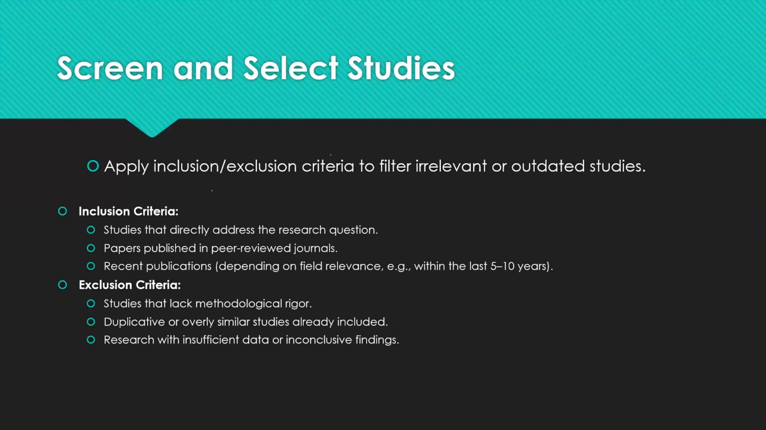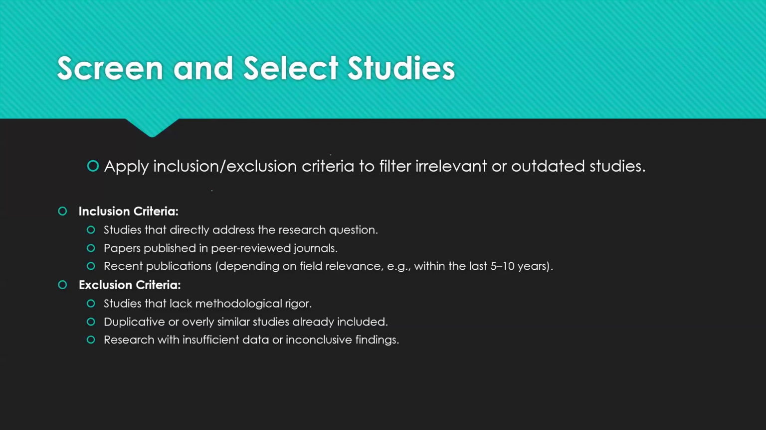The third one talks about screening and selecting studies, which focuses on two important things. One is inclusion criteria, and another one is exclusion criteria. In the inclusion criteria, there are the characteristics that studies must meet to be included in your literature review, which directly address your research question and align with the scope of your review.